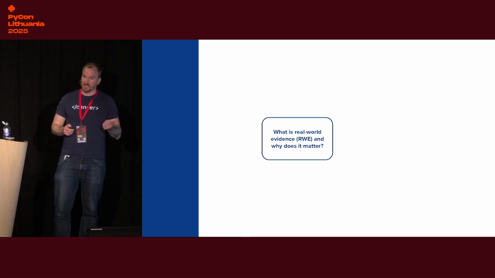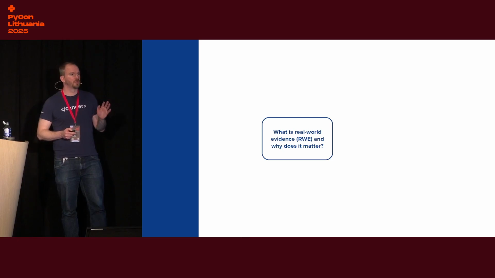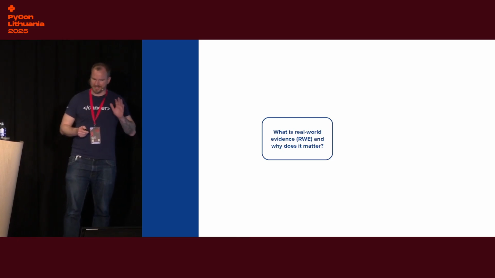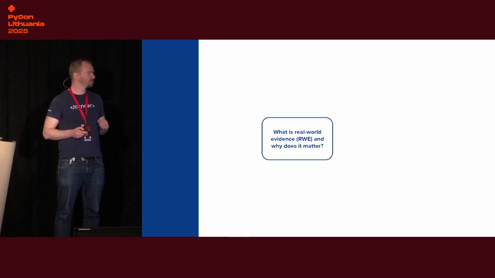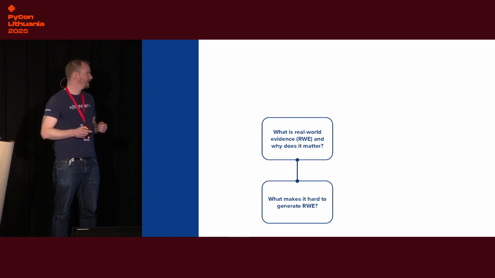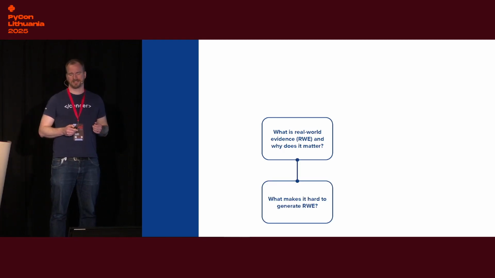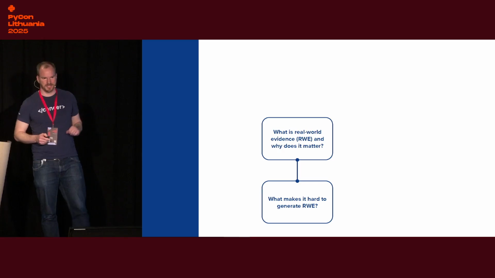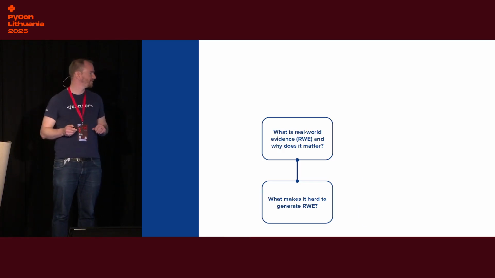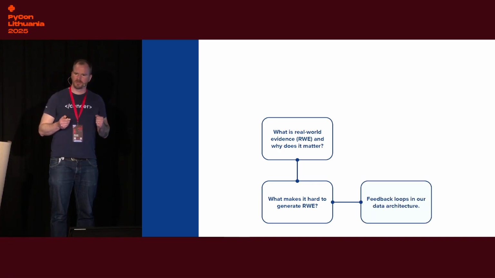First, I want to explain what real-world evidence is. These are the data we are dealing with, and why it's important. Then I will make the case that it's not so easy to do, so don't try it at home. It's not trivial. Then I will talk about feedback loops.